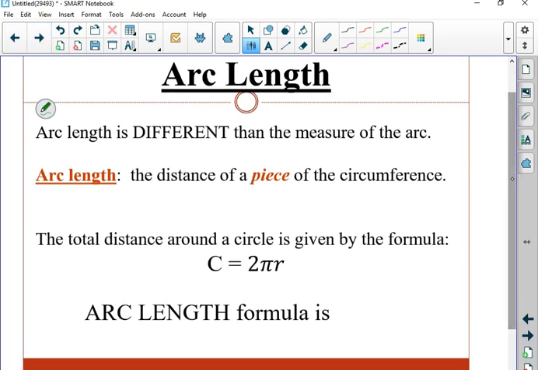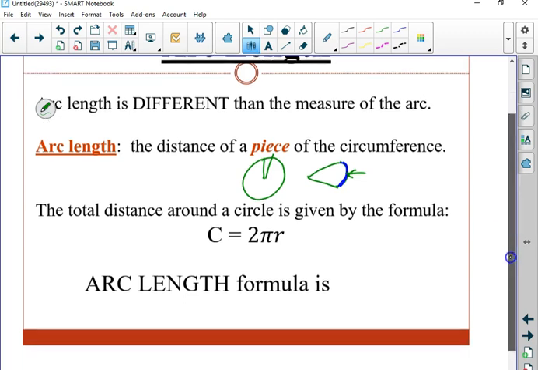So, arc length is different than the measure of the arc. Arc length is the distance of the piece of the circumference. Okay, so if we have a circle and we take out a piece, this right here, if we were thinking about a piece of pie, is the crust. This piece of crust, right there, is the arc length. So let's think about it. The total distance around a circle is the circumference, 2 pi r.